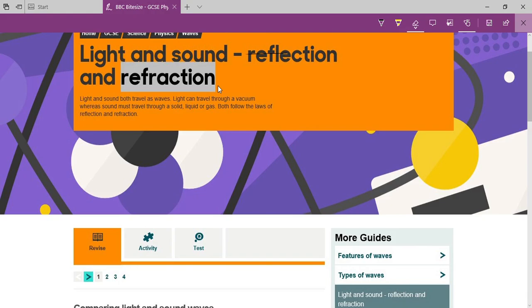In reflection, suppose there is a smooth or polished surface, just like a mirror. Then the other thing you have to draw is its normal. Normal is an imaginary line which makes a 90 degree angle with respect to the plane, or smooth surface. Clear?